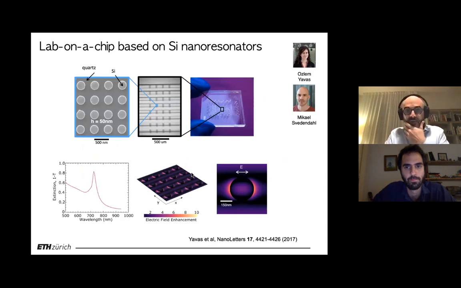So the first thing we were doing is actually just reproducing what I was showing you before, but this time not gold nanoparticles, but silicon on quartz. These are cylinders that are slightly bigger than the plasmonic nanoparticles, but they show resonance typically in the same region, somewhere in the near infrared. So the chip is very similar.